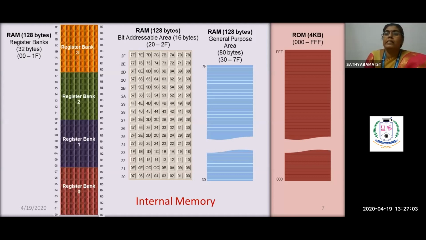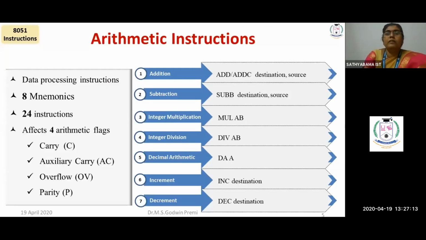The memory size is 4 kilobytes, and so the addresses we will be getting are from 000 to FFF. Now come to the instructions, the data processing instructions of the 8051 microcontroller. Data processing means we can do processing. What type of processing can we do? We can do arithmetic operations as well as logical operations.